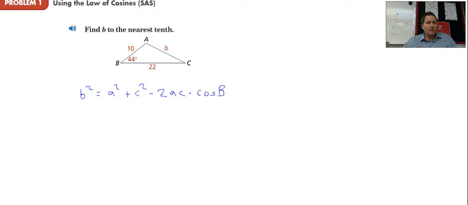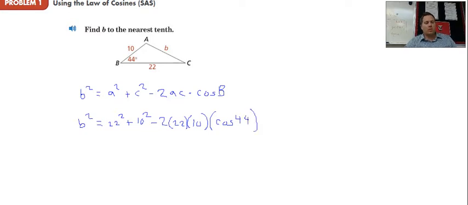Well, we don't know what b is, that's what we're trying to find. So we still have b squared equals a squared, and a is 22, so this is 22 squared, plus c squared, which is 10 squared, minus 2 times a, which we said was 22, times c, which we said was 10, and then we multiply this by the cosine of b. We're using cosine every time. What was b? We're taking the cosine of 44.